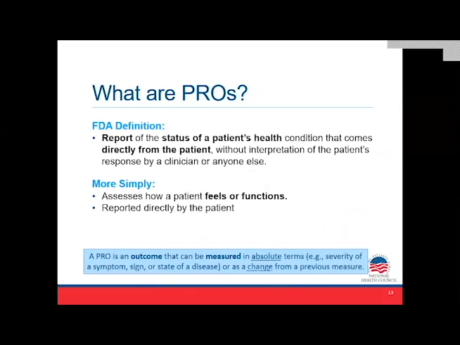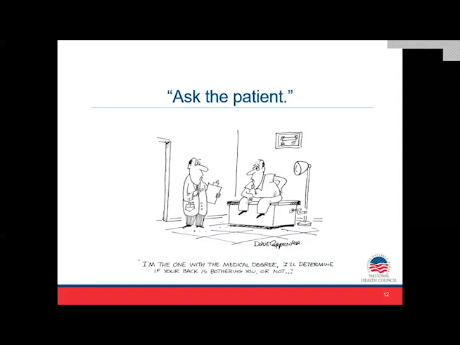So I'm going to just talk for a moment about what a PRO is. As in the previous illustration that Bennett had up there, we had a person who is being told by the doctor that they will determine how their back is bothering them. But in reality, there are many things that are important to patients who have a particular disease or a particular condition. And one of those things that's important to them is to be able to describe how they feel and how they're able to function. And who's best to tell you how they feel or function but the patients themselves. Therefore, we talk about patient-reported outcomes.